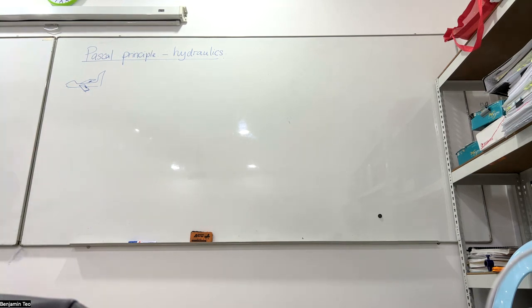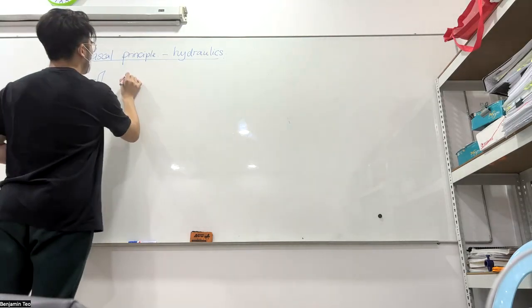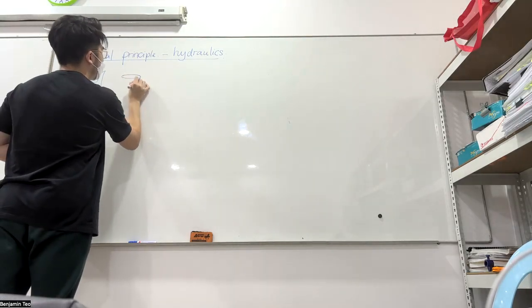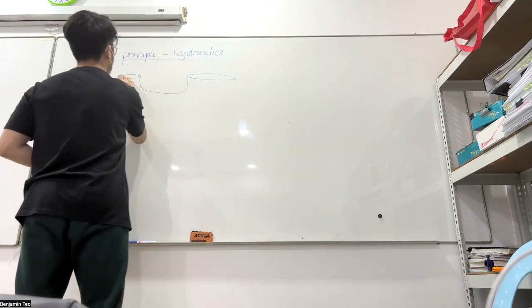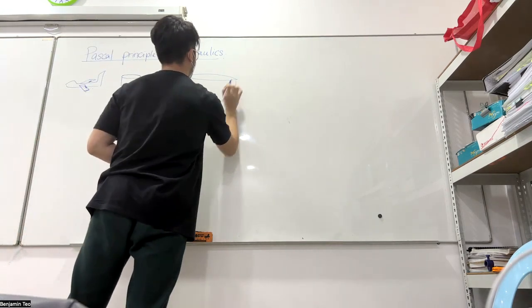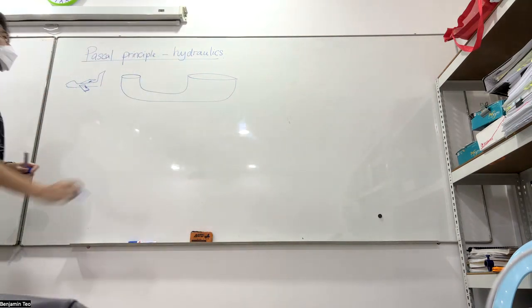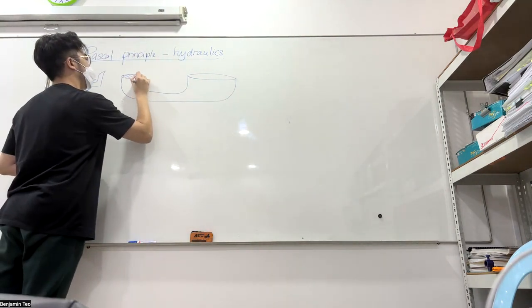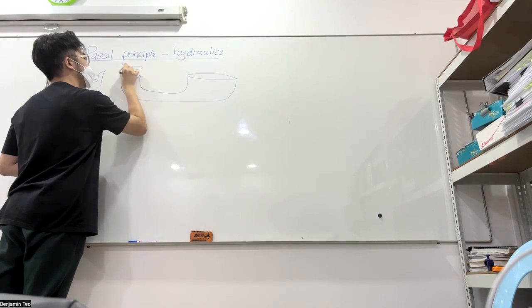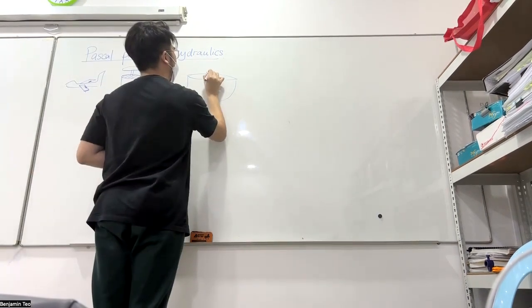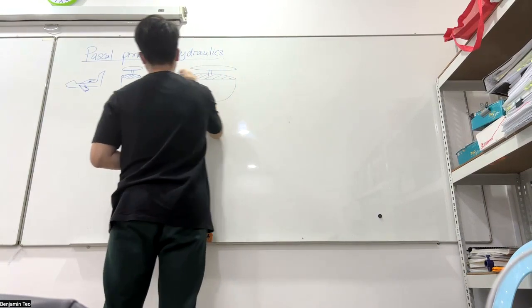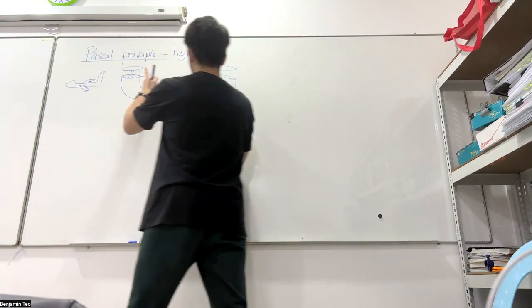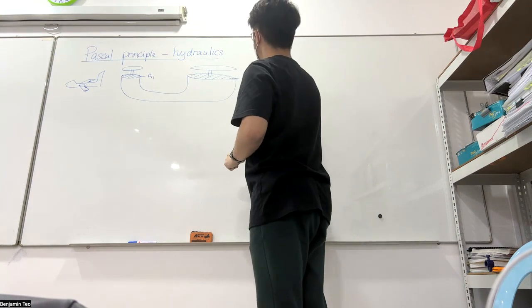I'm going to draw a diagram. In the hydraulic system, you got two pistons. One small piston, another one larger piston. Let's say we draw a cylindrical piston, area 1, smaller piston, and then we have a larger piston.